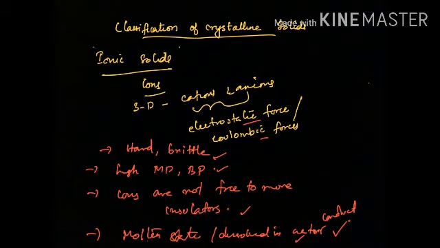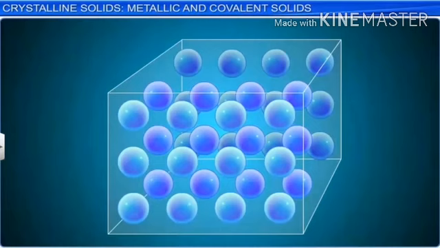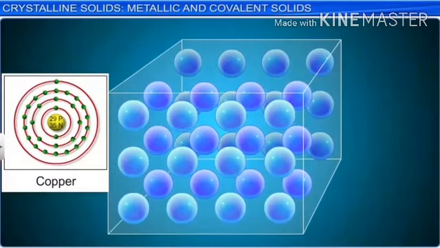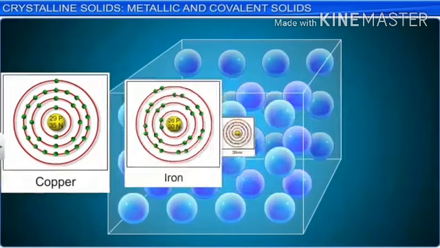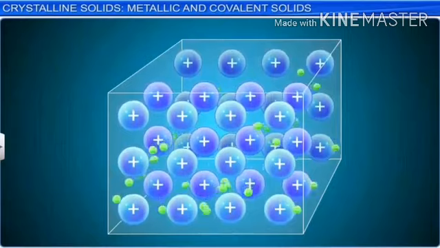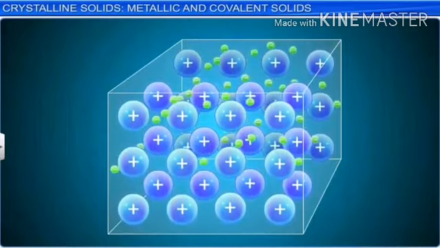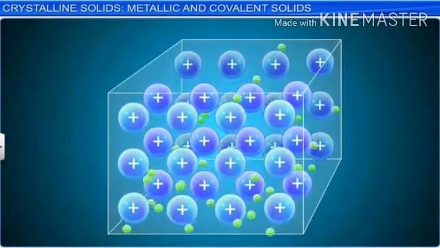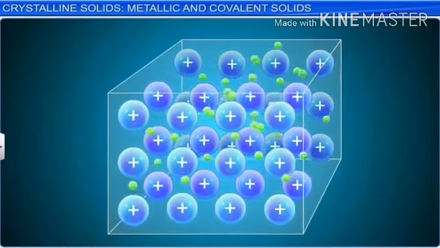So the next thing that we are going to discuss is the metallic solid. So we can see what is meant by metallic solids and covalent solids. The most common examples of the metallic solids are copper, iron, silver and magnesium. In the metallic solids, a collection of positive ions are held together by a sea of free electrons. Hence, the constituent particles of metallic solids are positive ions in a sea of free electrons.